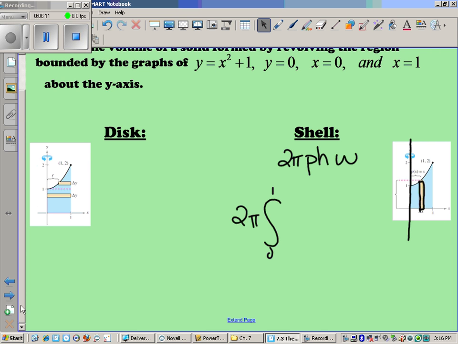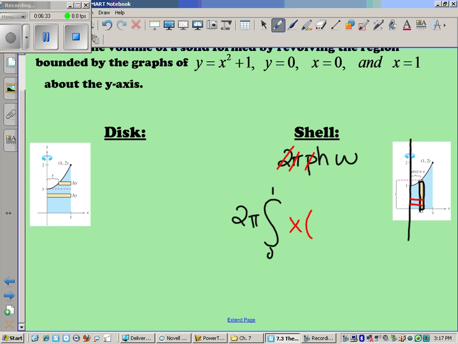Now I need to find my p. P is the distance from your axis of revolution to wherever your rectangle is. So what is that distance? If I'm going from my y-axis over, isn't it just the value x? Okay, that takes care of my 2 pi, my p.